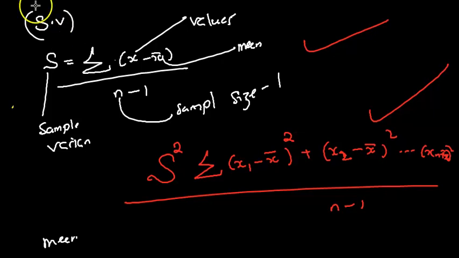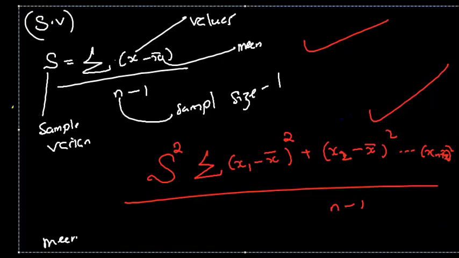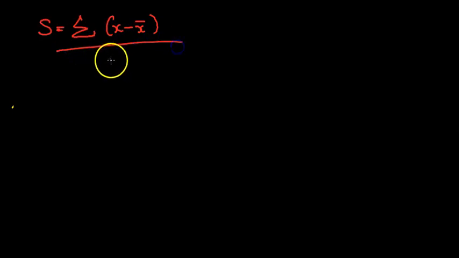Okay, let's write the formula and take a very quick example. The sample variance is going to be the summation of (x minus x bar) squared. We are going to divide that by n minus 1.